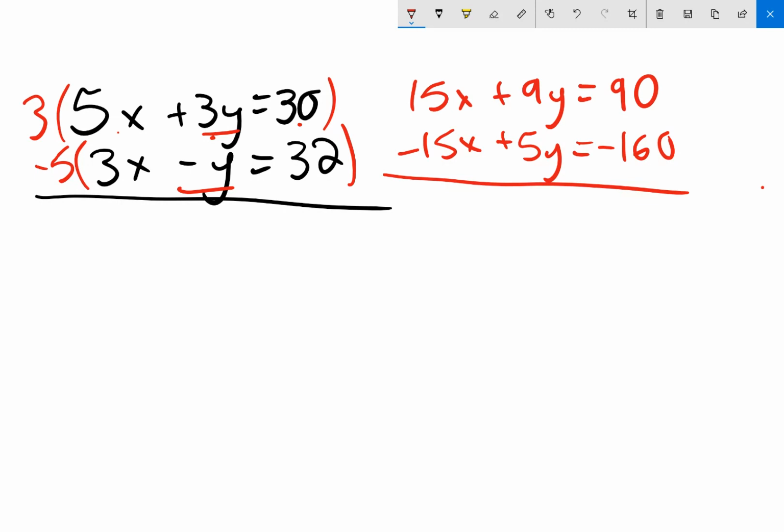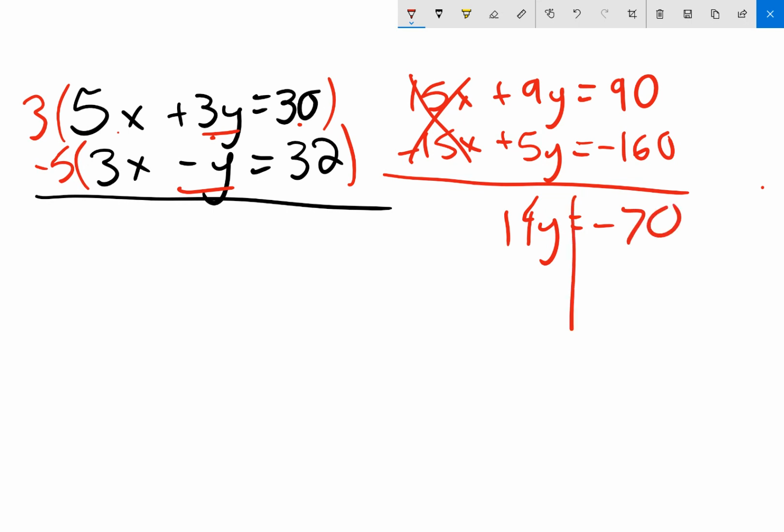Now the x's are ready to be canceled out. So when I add the equations together, 15x minus 15x cancels out, right? That's gone. I don't have to worry about it. It'd be 0x, which is useless. The y's, positive 9y and positive 5y, well, 9 plus 5 is 14, so that would be 14y. And then 90 minus 160 is negative 70.